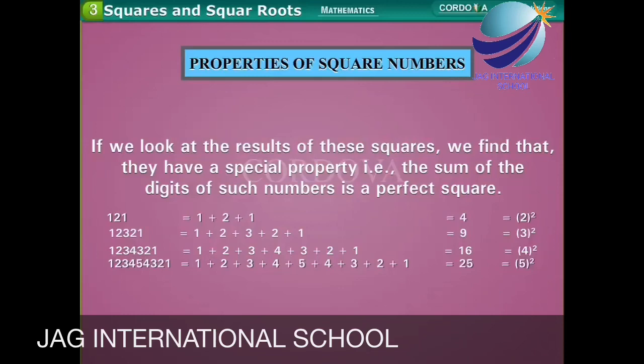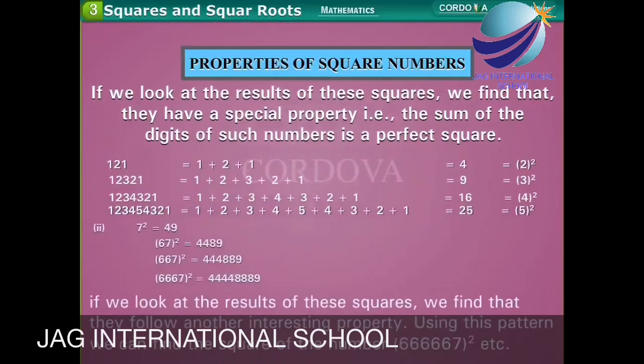If we look at the results of these squares, we find that they have a special property. That is, the sum of the digits of such numbers is a perfect square. 121: 1 + 2 + 1 = 4, which is equal to 2 squared. 12345654321: 1 + 2 + 3 + 4 + 5 + 4 + 3 + 2 + 1 = 25, which is equal to 5 squared.